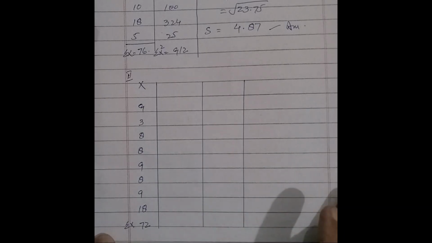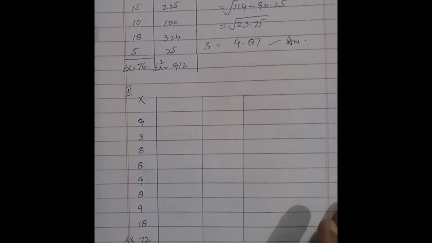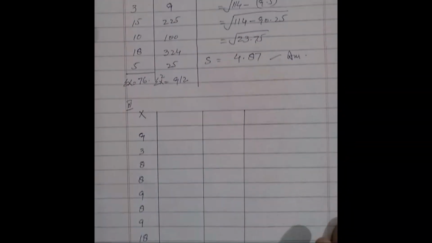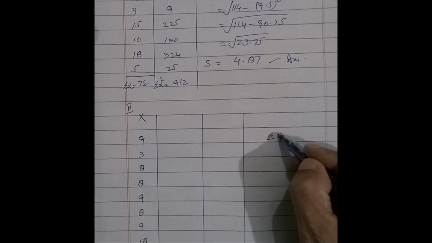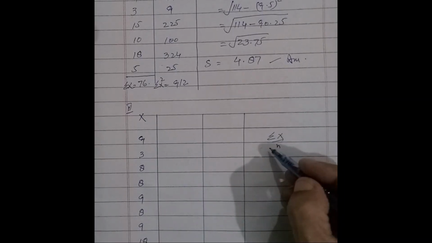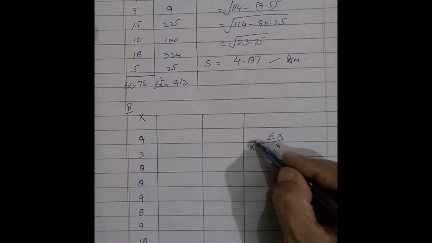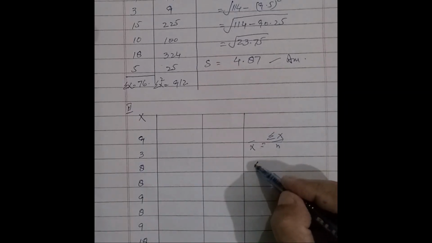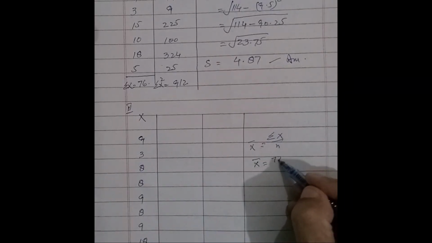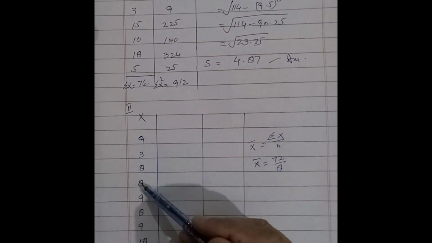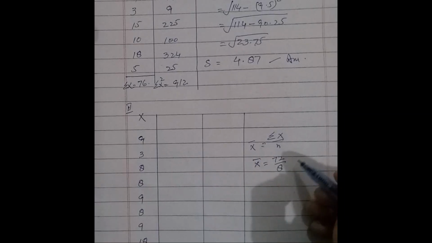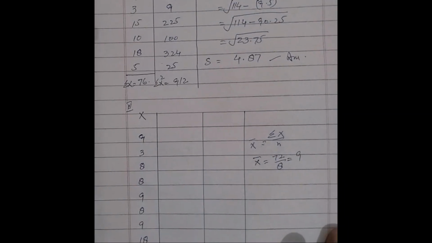And after it, we first take the mean of the values, and you know that the mean is summation x over n, and we write it as x bar. So x bar is equal to 72 over 8. The number of values is 8: 1, 2, 3, 4, 5, 6, 7, 8, and the answer is 9.